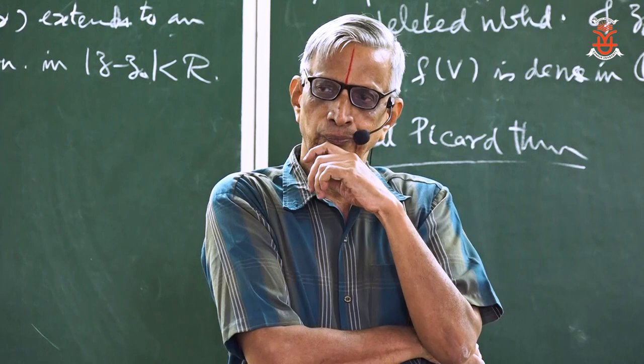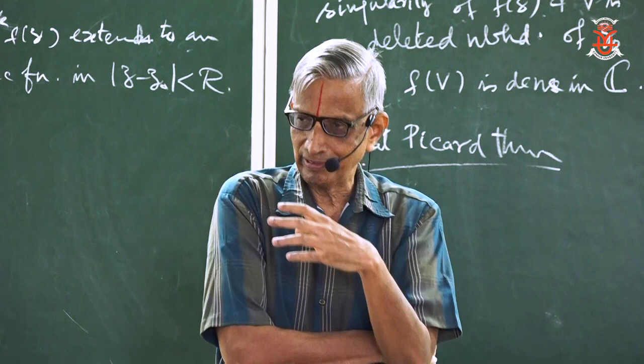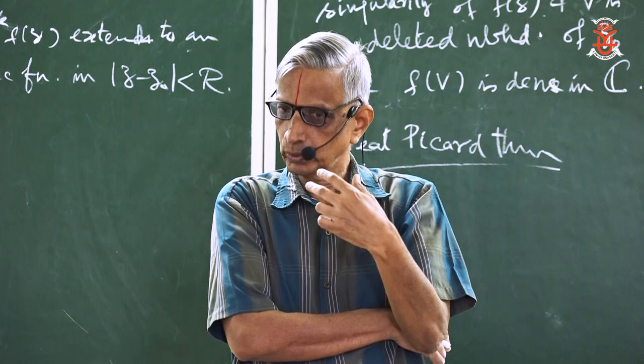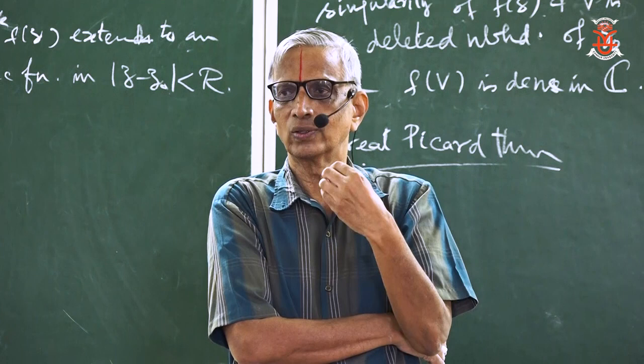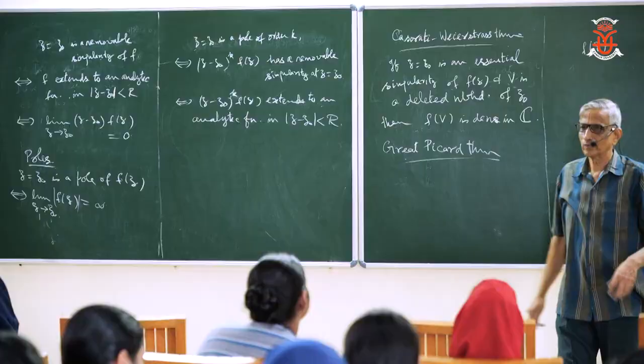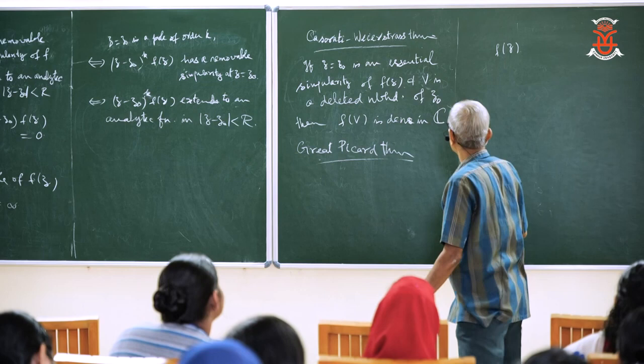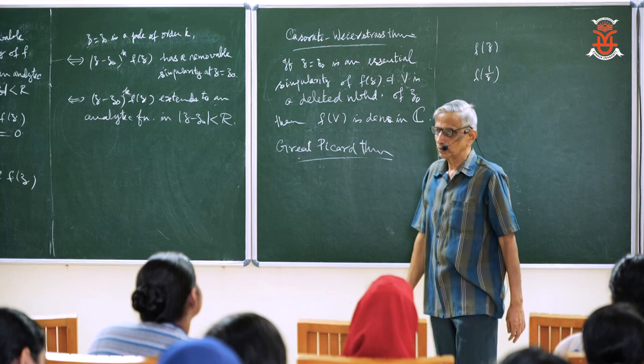So when you want to study the behavior of a function at the point at infinity, what you do is change z to 1 over z and look at the behavior at 0. In other words, if you want to say something about f(z) at the point at infinity, then look at f of 1 over z and see what happens at z equal to 0.